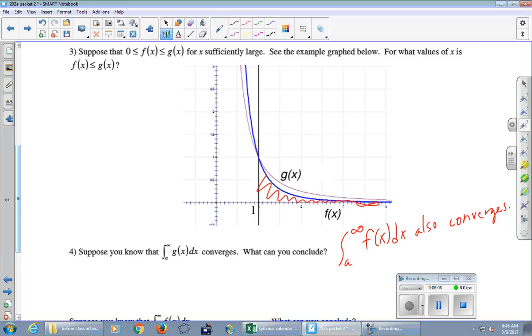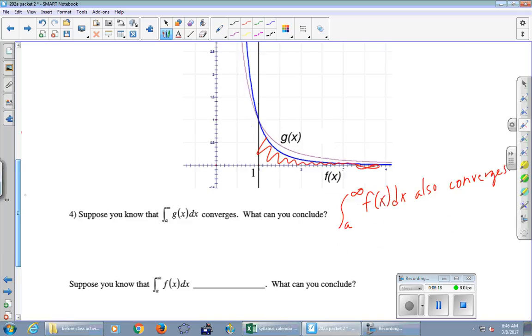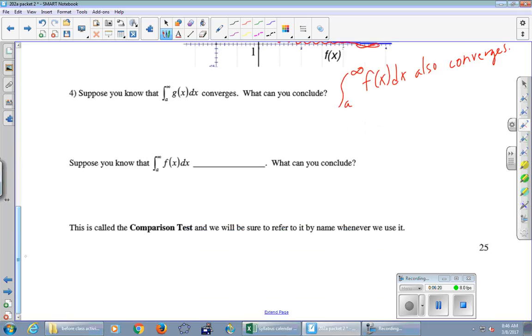What can you say about the area under G? Also infinite, because it's bigger than this infinite area that's up here, okay? All right, so let's write our conclusion down here. Suppose that you know that the integral under the F, that was the bottom one, diverges. That means the area is infinite. What can we conclude? We can conclude that the integral of g of x also diverges.